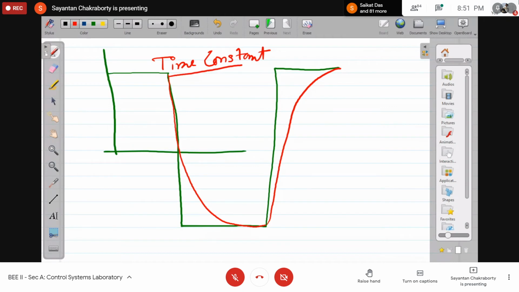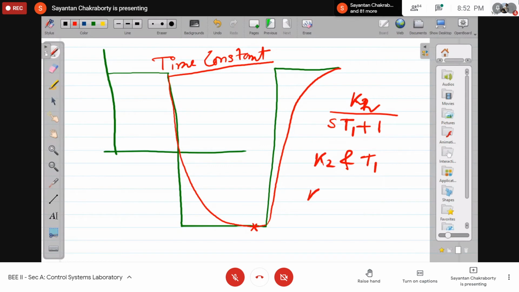As I've already discussed in the first class of time response, then you have to find out gain K2 and T1 for K2 over ST1 plus 1. The K2 can be found out by calculating the steady state value of this output and the input. K2 is steady state output by input. And T can be calculated by the time taken for the response to reach 63.2%.